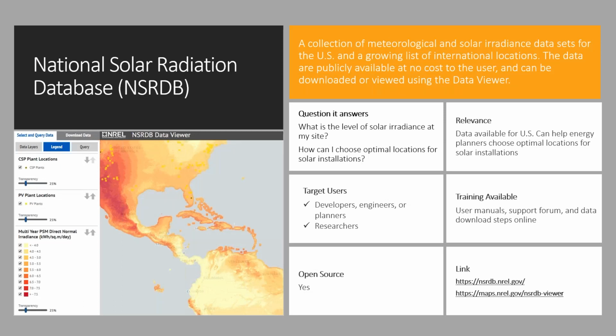So the first data and tool we'll highlight today is the National Solar Radiation Database, or NSRDB. The NSRDB is a collection of meteorological and solar irradiance data for the U.S., and we also have some international locations, such as South Asia, Mexico, and Central America included in this data set. The NSRDB provides hourly and sub-hourly solar resource data at sufficient locations and temporal and spatial scales that one can see the amount of solar energy available at any given time and location anywhere in the U.S.